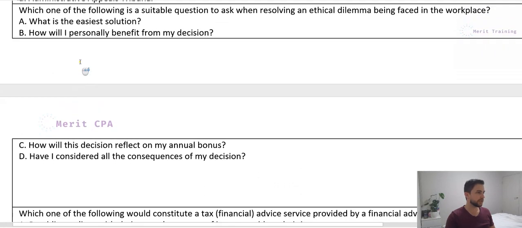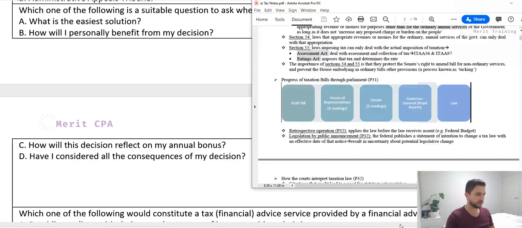Okay, so next question is, which of the following is a suitable question to ask when resolving an ethical dilemma being faced in the workplace? A, what is the easiest solution? B, how will I personally benefit from my decision? C, how will this decision reflect on my annual bonus? D, have I considered all the consequences of my decision?